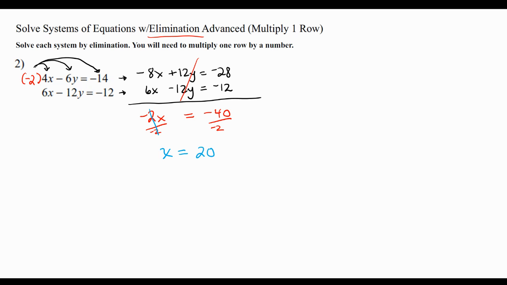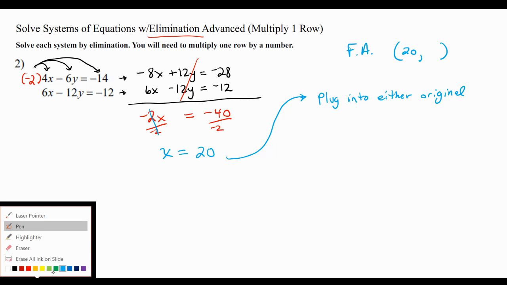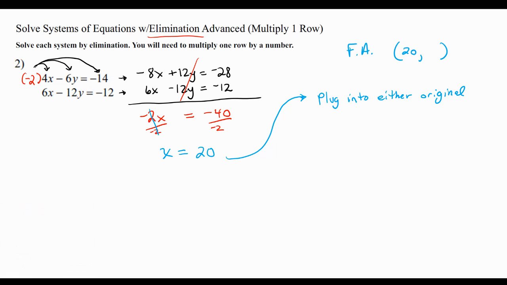Okay? So then what do we do for the next step? We have, well, let's put in part of our final answer, because that's always the safest thing. We got x is equal to 20. We need to find the y, right? So we're going to take this and we're going to plug it back into either original. Okay? So here we go. So we're going to take it into the bottom one.